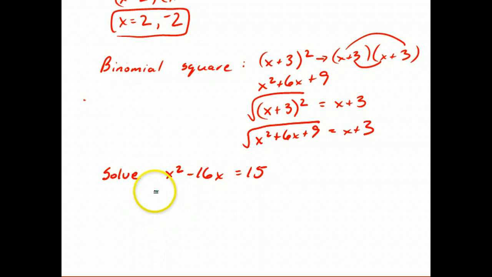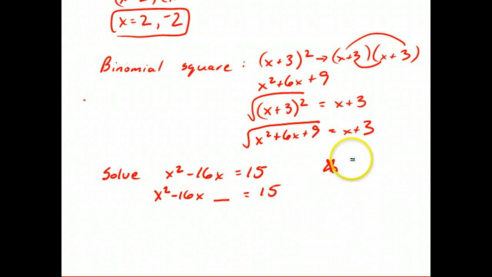So what I want to do is build one of these binomial squares out of here, so that I can get this nice binomial square in there that I can take the square root of and get an answer for. Okay? So the way that I do that, there's the magic formula here, right?